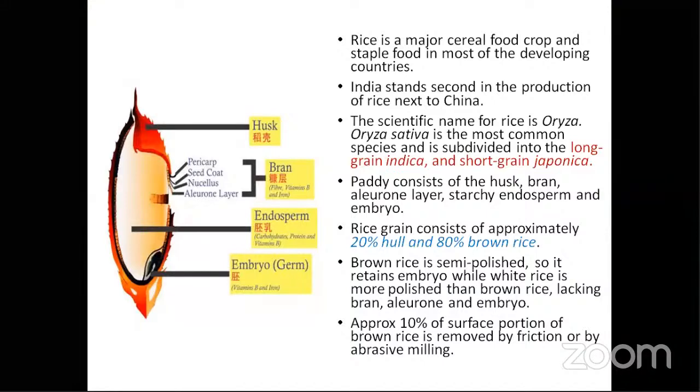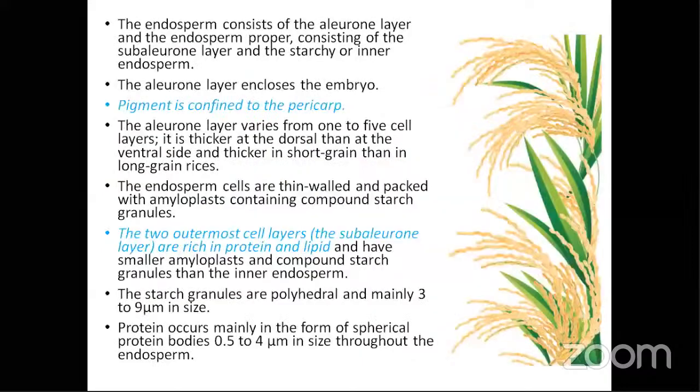Embryo is removed, as the germ is also removed. So that is white rice. So when we talk about the endosperm of the rice, as you have studied in the wheat grain also, it is surrounded by a layer that is known as the aleurone layer. And the aleurone layer consists of the sub-aleurone layer, and then the endosperm is present. Then this pigment, which gives color to the rice grain, is confined to the pericarp. Now, what is pericarp? It is epidermis, hypodermis, tube cells and the compact cells. So all these constitute the pericarp.